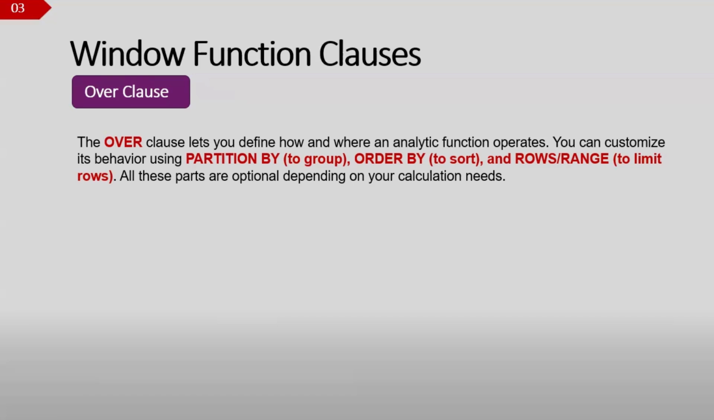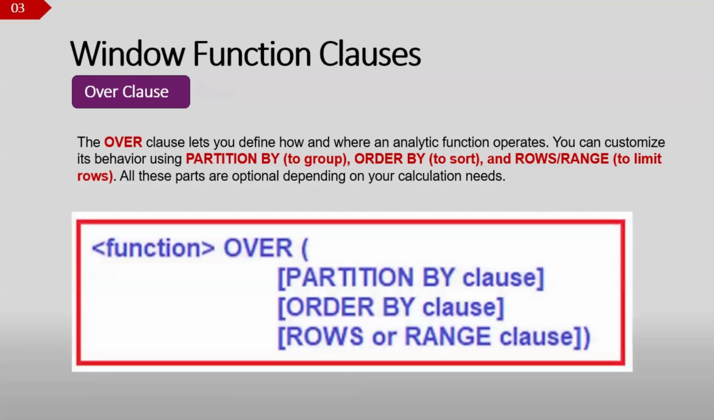You can make a window of calculation for a specific range of time or fields. Calculate the average salary for the current salary plus or minus 10,000. You can do this also. So the rows and range is a game changing and we will have a lot of practice about it. And this is the syntax. You write the function, over, open brackets, put the partition by, put the order by, put the rows or range, close.